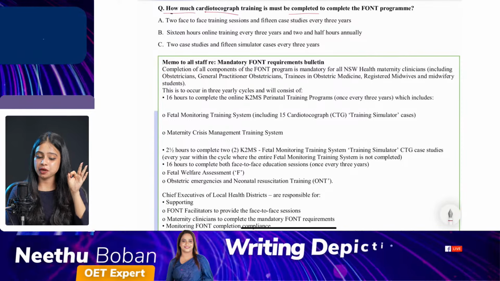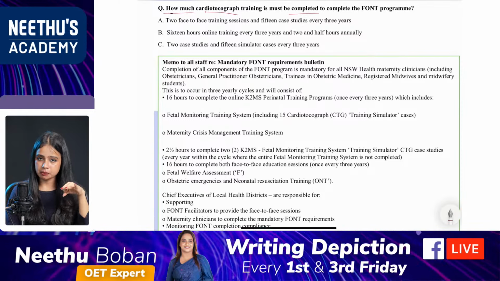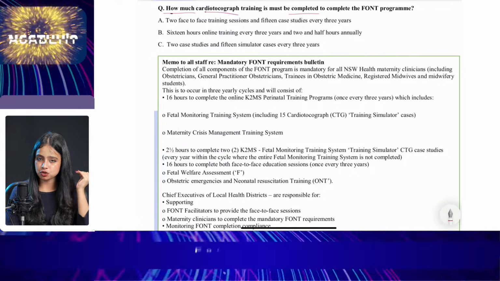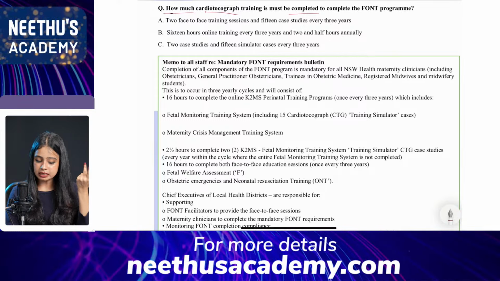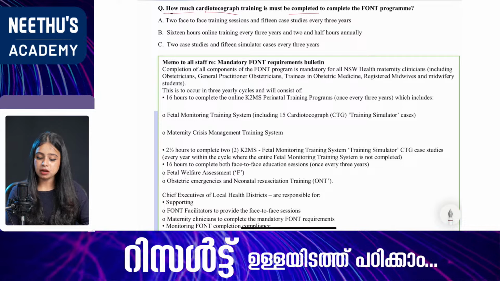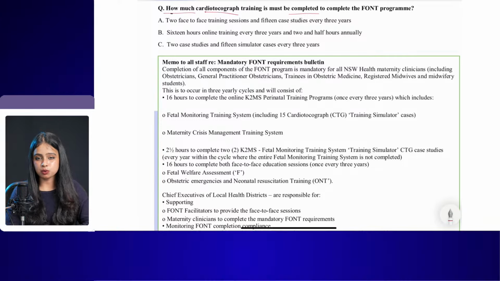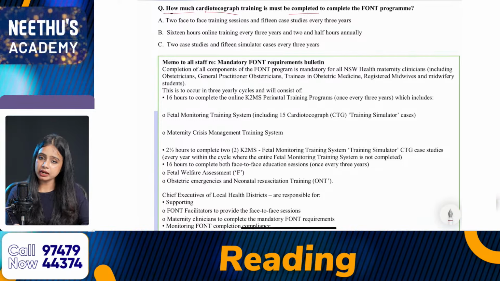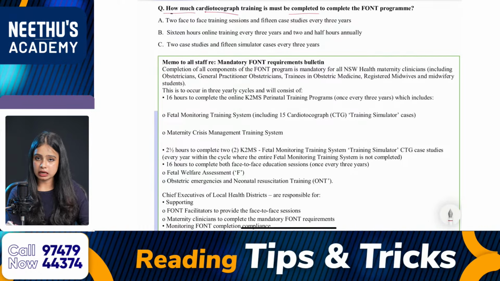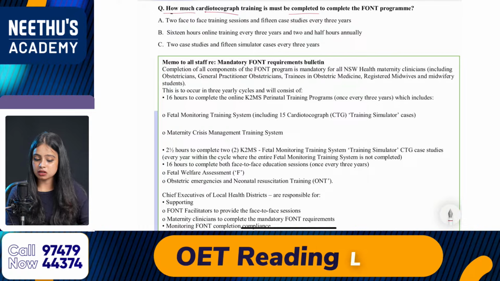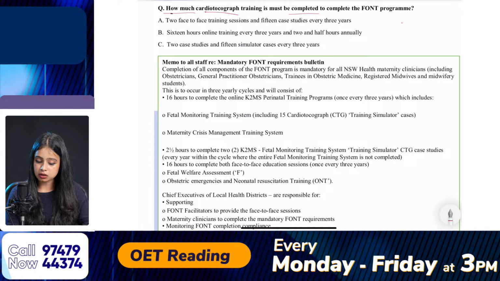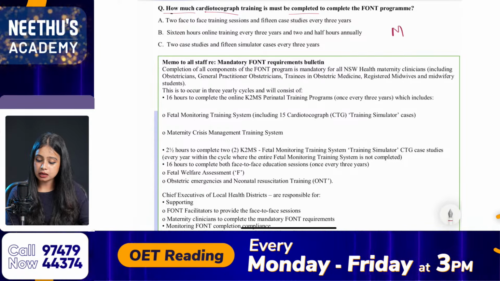Then the third step is to read the options or the paragraph. Today I'm going to read the paragraph first, then I'll move to the options. So you can read the para. This is a memo: memo to all staff, mandatory phone requirements bulletin. Which category does it come under? If it is a memo, it is from the third category, which means email, memo, notices.